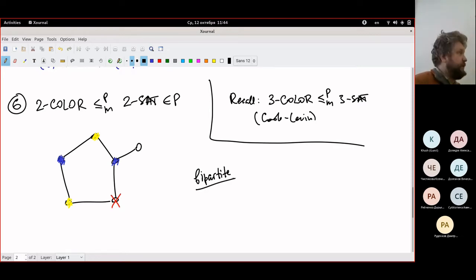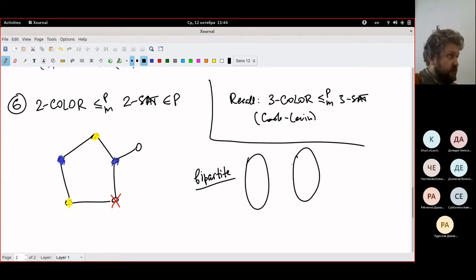The Russian term is dvudoilny. So a bipartite graph is a graph which can be put into two, what they call parts, dvudoilny in Russian, and any edge goes between them. There are no edges inside the parts. And actually, this is the same as coloring it into two colors, right?